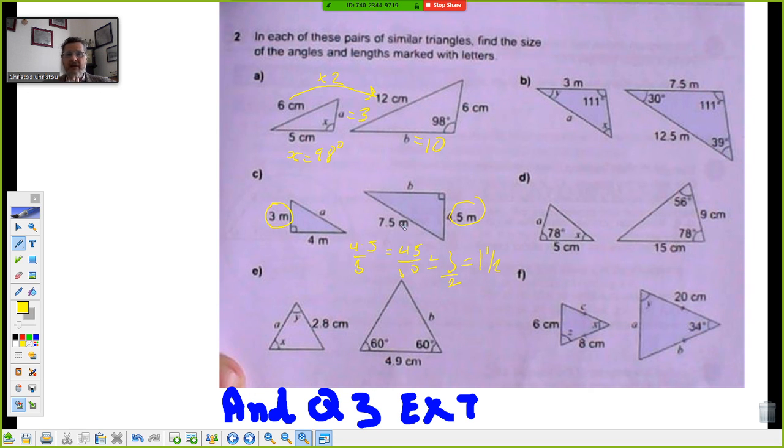So if I want to work out B, for example, I'm going to take my 4, multiply by 1.5 and get a 6. If I want to work out my A, I want to take my 7.5 and divide by 1.5 to take me down to 5, I think. Yeah, 5. And that's it. That's all we need to do.